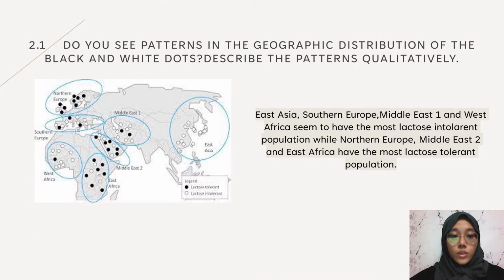For the first question, case study content: do you see patterns in the geographic distribution of the black and white dots? Describe the patterns qualitatively. From the map, we can see that East Asia, Southern Europe, Middle East 1, and West Africa seem to have the most lactose intolerant population, while Northern Europe, Middle East 2, and East Africa have the most lactose tolerant population.